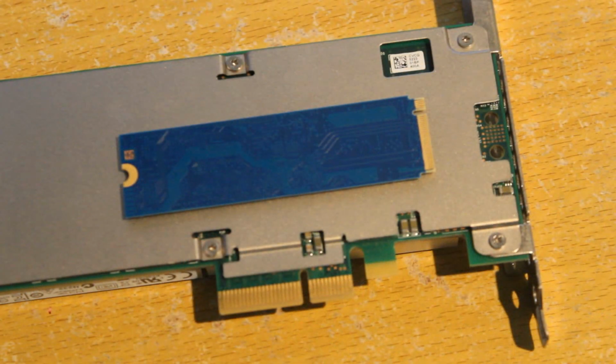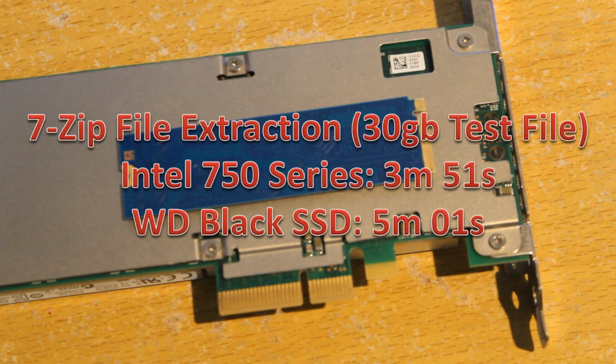And for my last test, I wanted to do an extraction, extracting a compressed folder through 7-Zip. In this case, it was that same 30 gigabyte folder I spoke about earlier. So in this, we see once again a big win for the Intel 750 series SSD, coming in at 3 minutes 51 seconds, where the WD Black took just over 5 minutes.